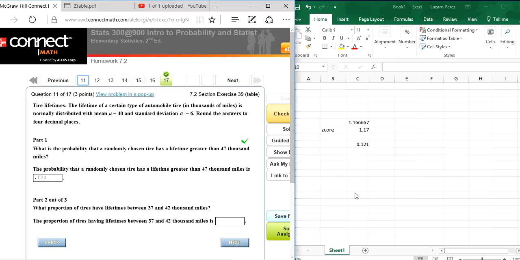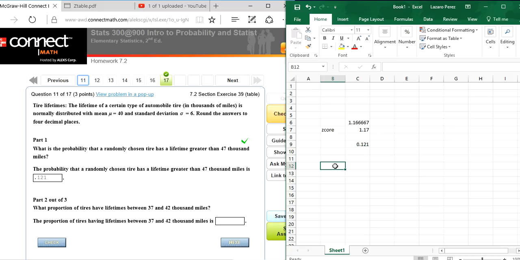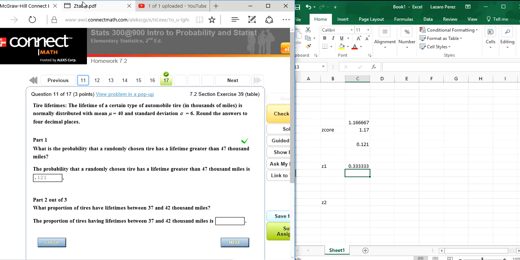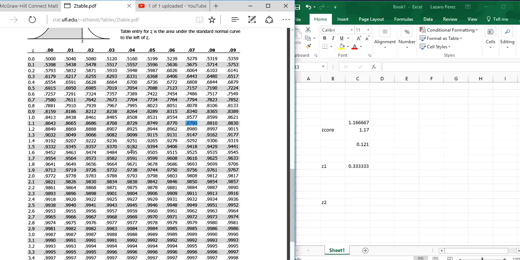All right, so now the between part. We did this before. No big deal. So for the z-score, I just put z1. This is going to be the one for 42. Then below here, we're going to do z2, which is going to be the value for 37. All right. So just going to put our numbers. So 42 is our x value minus the mean of 40 divided by standard deviation of 6. All right, so 0.33.